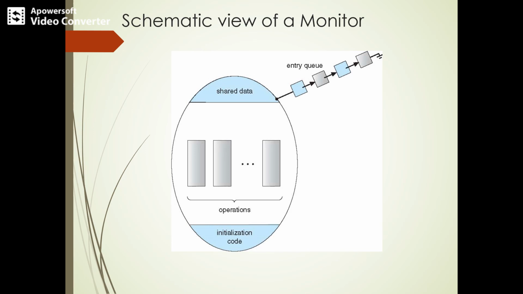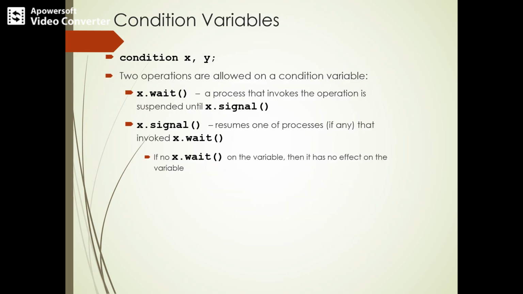So every condition variable will have an associated queue. That's why you can see the queue there, and the condition variables operate on respective functions. So you can see condition x, y. These mechanisms are provided by the condition construct. What synchronization mechanisms are provided by the condition construct?